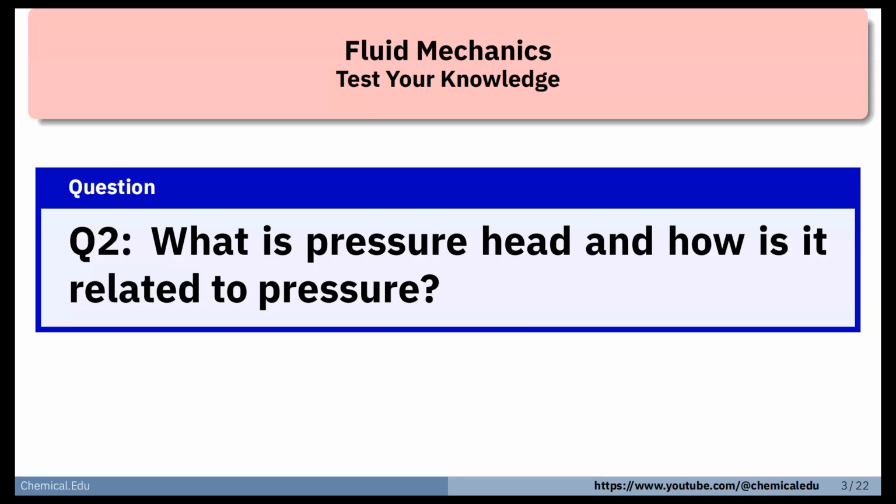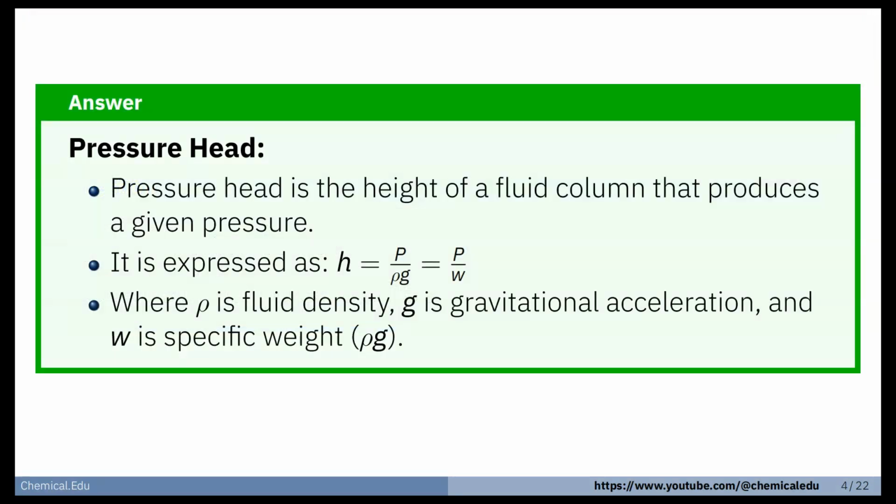Question number two. What is pressure head and how is it related to the pressure? Pressure head is the height of the fluid column that produces a given pressure. It is expressed as H equals P by rho g, or P by W, where rho is the fluid density, g is the gravitational acceleration, and W is the specific weight, that is rho into g.